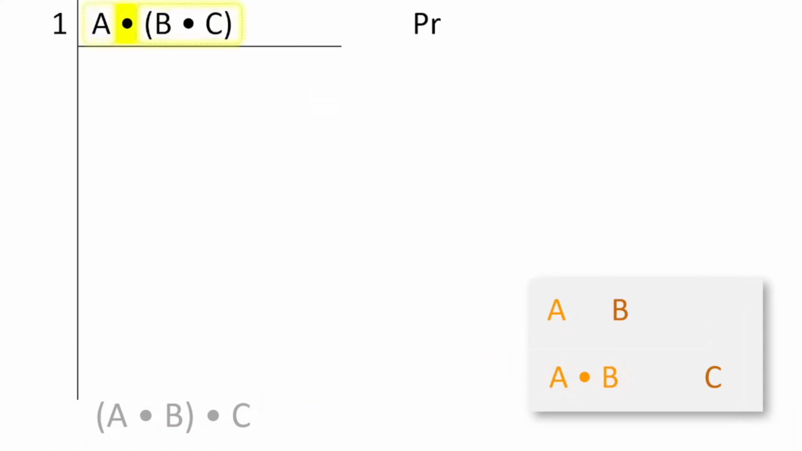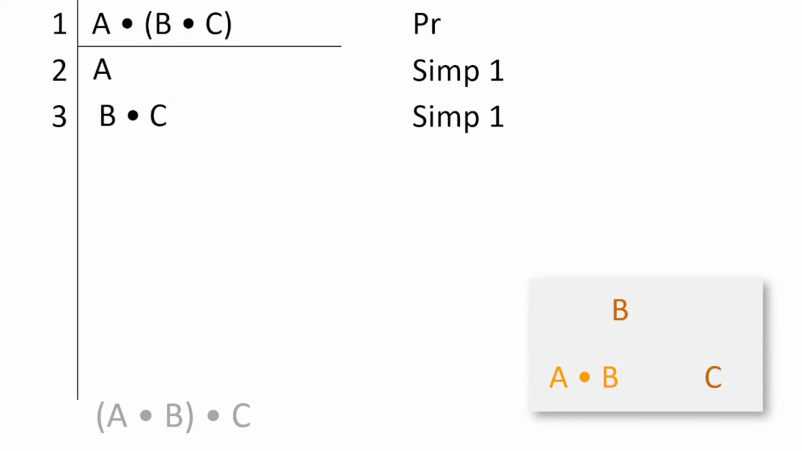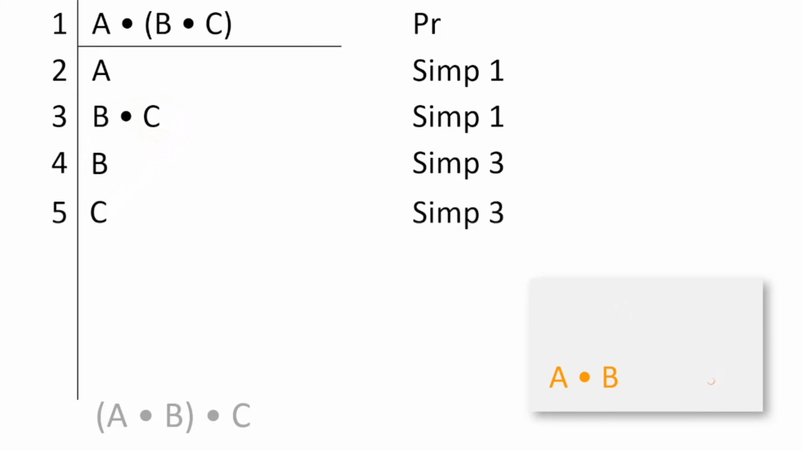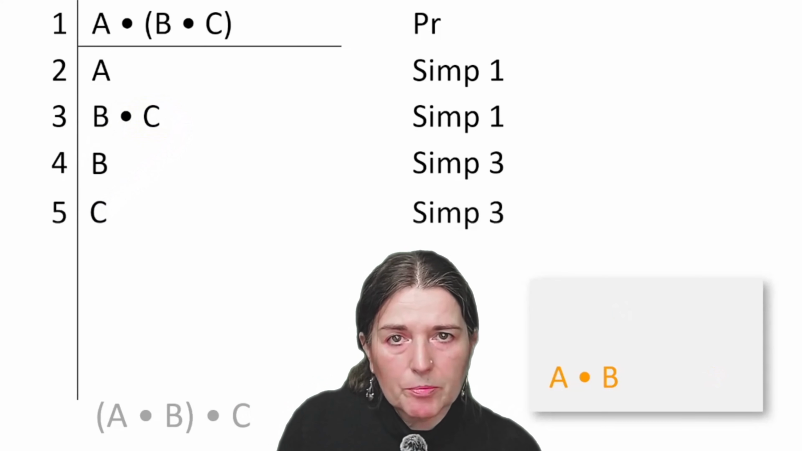Well, if you look carefully, you'll see that A is a conjunct in premise 1, so we'll be able to get it by simplification quite easily. Now, to get B, we will have to apply simplification to line 1 again to get the conjunction B and C. And now, to get B on the one hand and C on the other, we again apply simplification, this time to line 3.